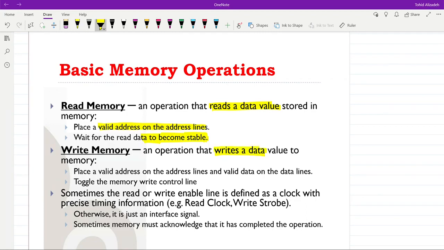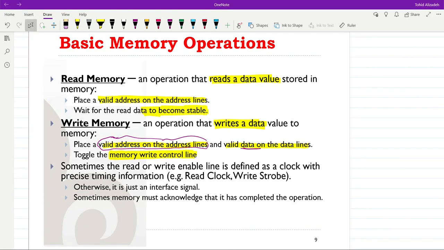On the other hand, the write memory operation is an operation which writes a data value into the memory. So we need to place a valid address on the address lines and valid data on the data lines. These two pieces of information should be provided, and then the memory write command line should be toggled. And after a given amount of time, this data will be written into the memory elements with the given address. So data will be written into the memory with the write memory operation.